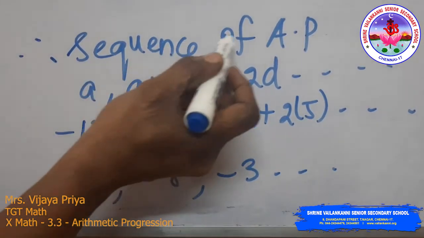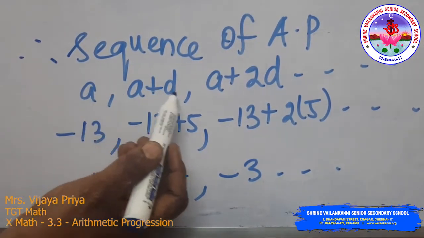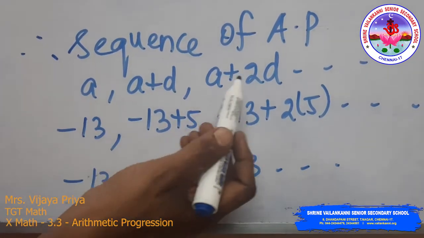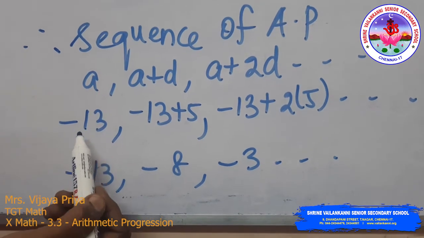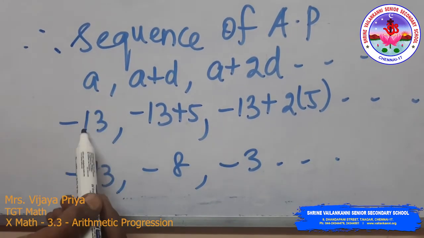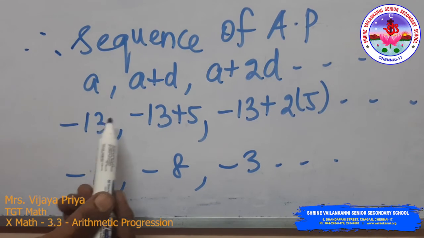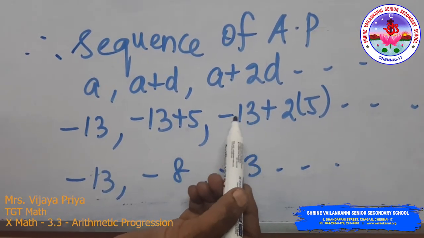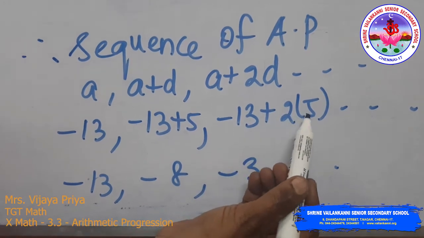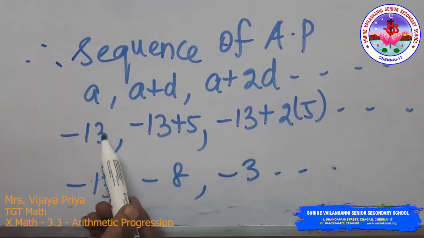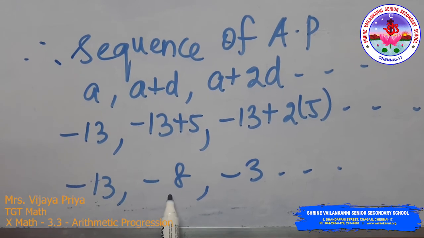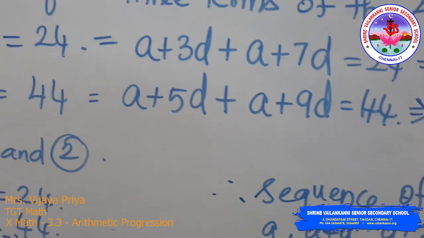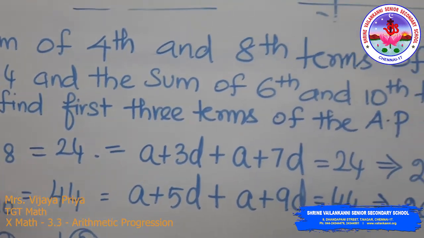Therefore, the sequence of AP will be A, A plus D, A plus 2D. Substituting A value and D value in this sequence, I will get the sequence. So A value I found out as minus 13. The next term is minus 13 plus 5. The third term is minus 13 plus 2 times the common difference 5. So I got the sequence as minus 13, minus 8, minus 3, and so on.